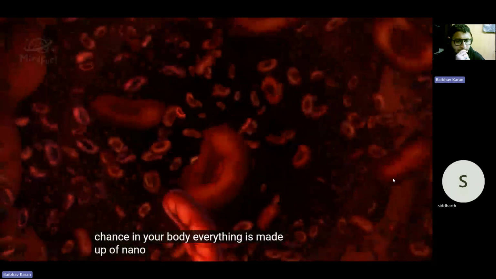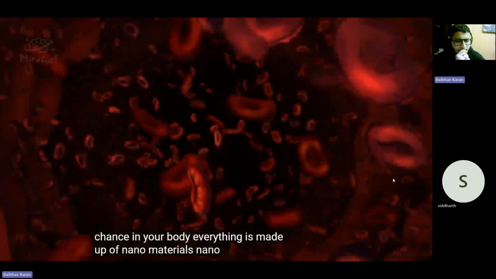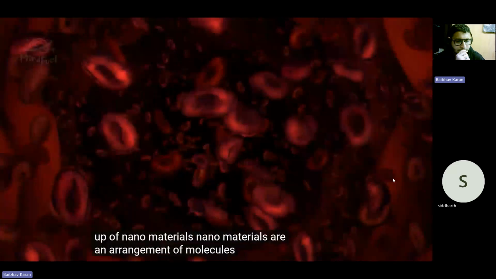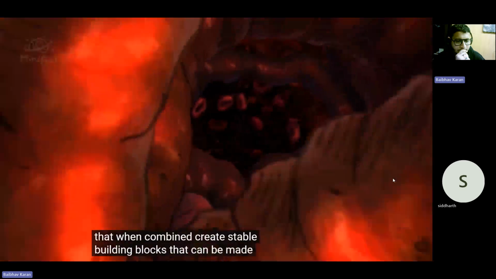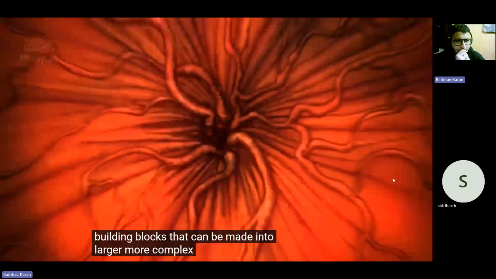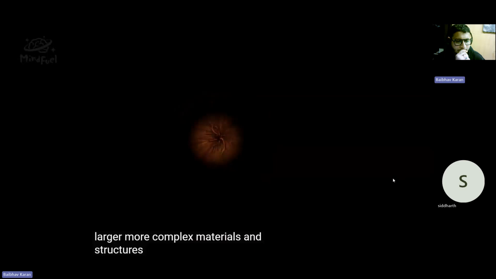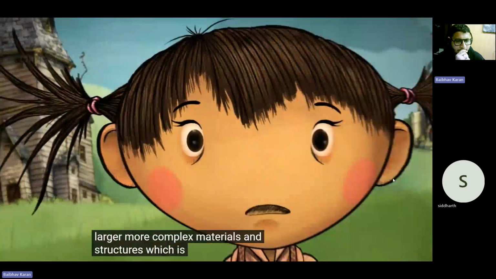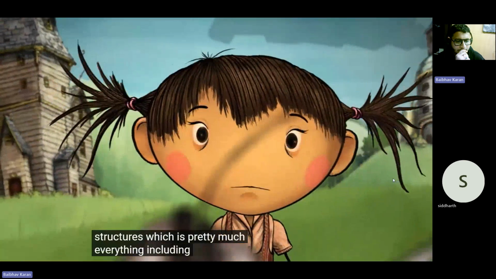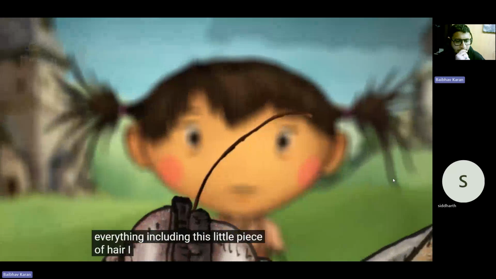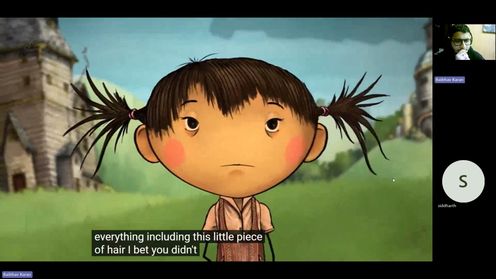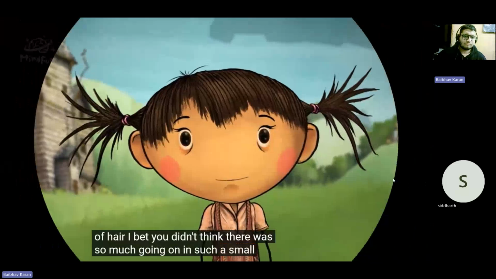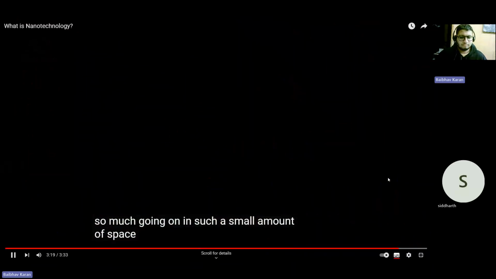Everything is made up of nanomaterials. Nanomaterials are an arrangement of molecules and atoms that, when combined, create stable building blocks that can be made into larger, more complex materials and structures. Which is pretty much everything, including this little piece of hair. I bet you didn't think there was so much going on in such a small amount of space.